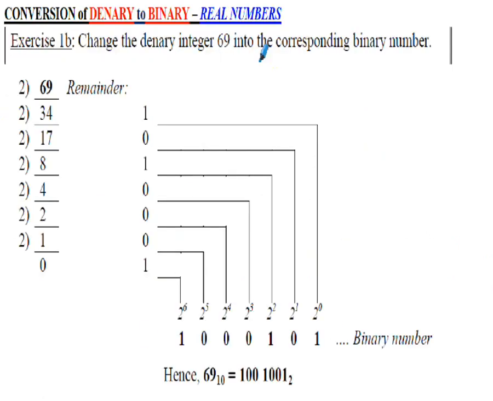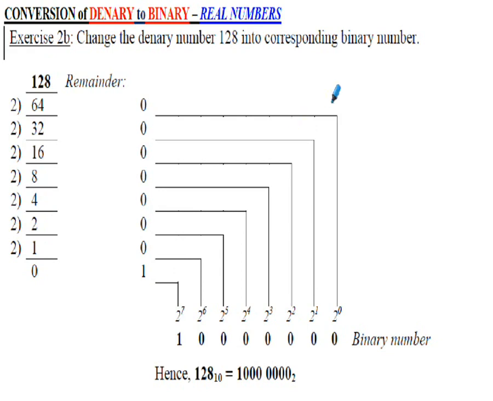Conversion of denary to binary continued. Example 1b solution here, you're asked to convert 69 in decimal form into a binary number. I'll let you review the solution. Conversion of denary to binary continued. Exercise 2b, you're asked to convert the denary number of 128 into the corresponding binary number. I'll let you look at the solution below in your own time.